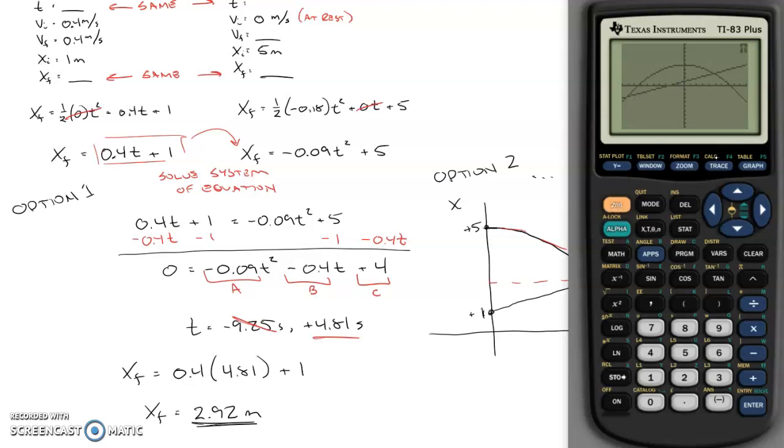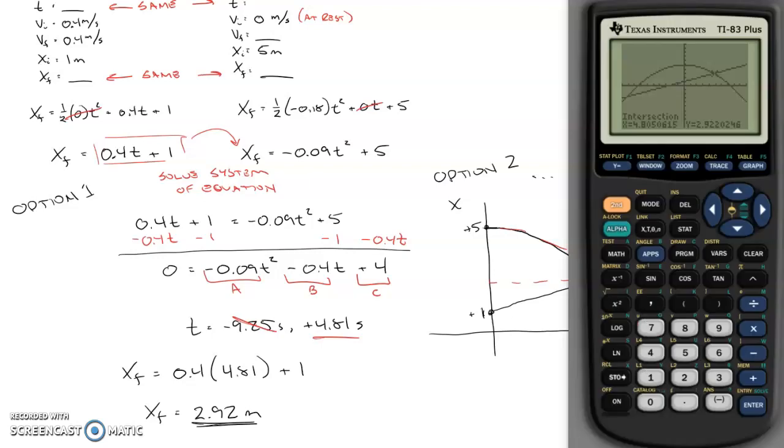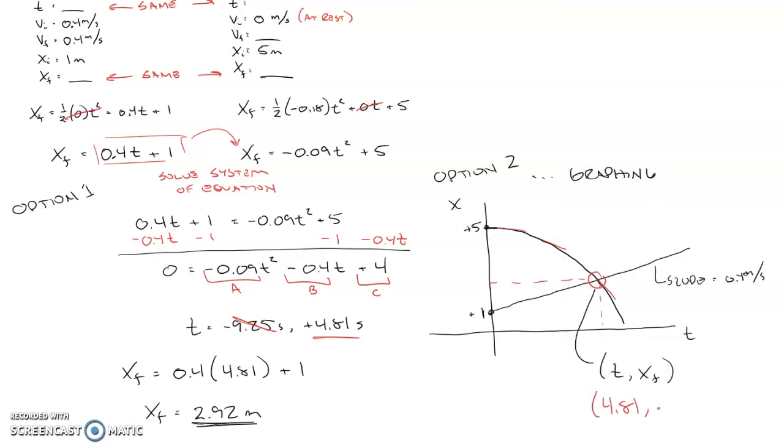So when I want to find the intersection, I go second trace, which gets you to our calc area. And I want to do option 5, which is the intersect. And I'm going to click one graph, click the other graph, and then make a guess. Right now my cursor is closer to this intersection on the right, so if I hit enter, it'll jump to that spot and tell me the coordinates of that point. The coordinates are 4.81 and 2.92, which correspond, again, to our time of impact and our position, right, which is what we found in the other way.